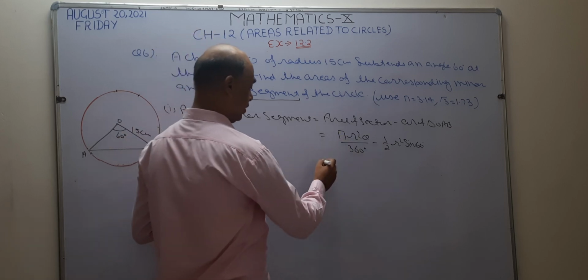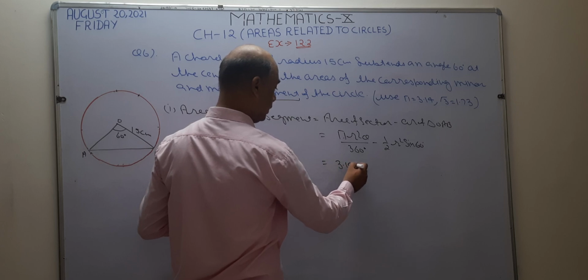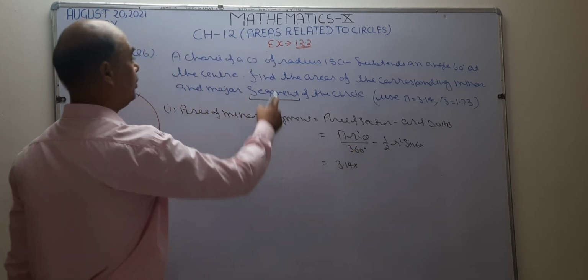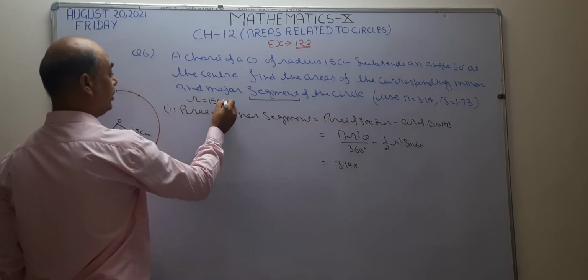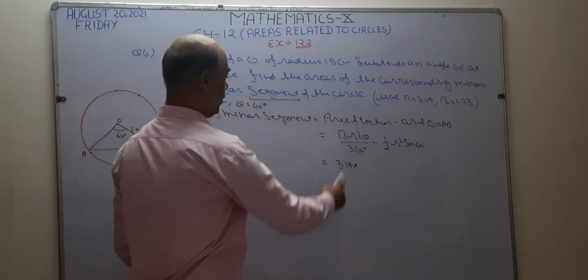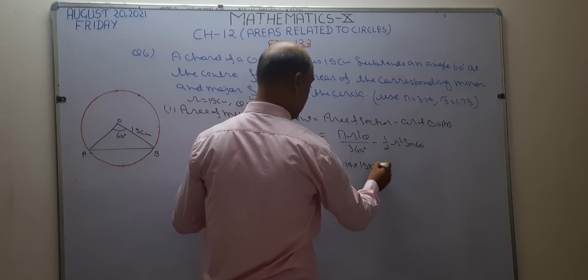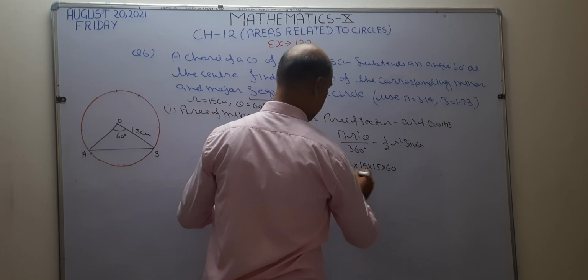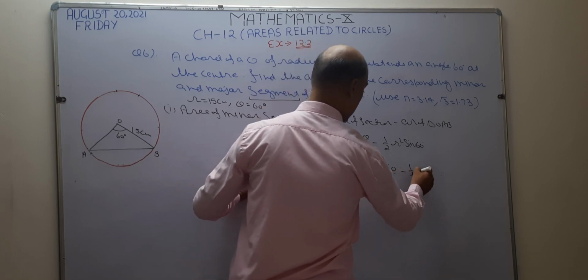Now I want to calculate this portion. Pi, value of pi is given 3.14. Radius is given. What is the radius? 15 centimeter. Here r equal to 15 centimeter. Angle equal to 60 degree. Theta is given. So instead of r, I am going to write 15, 2 times because of the square. And theta is given 60 degree. So write here 60 degree upon 360 degree. Minus 1 by 2 r square.